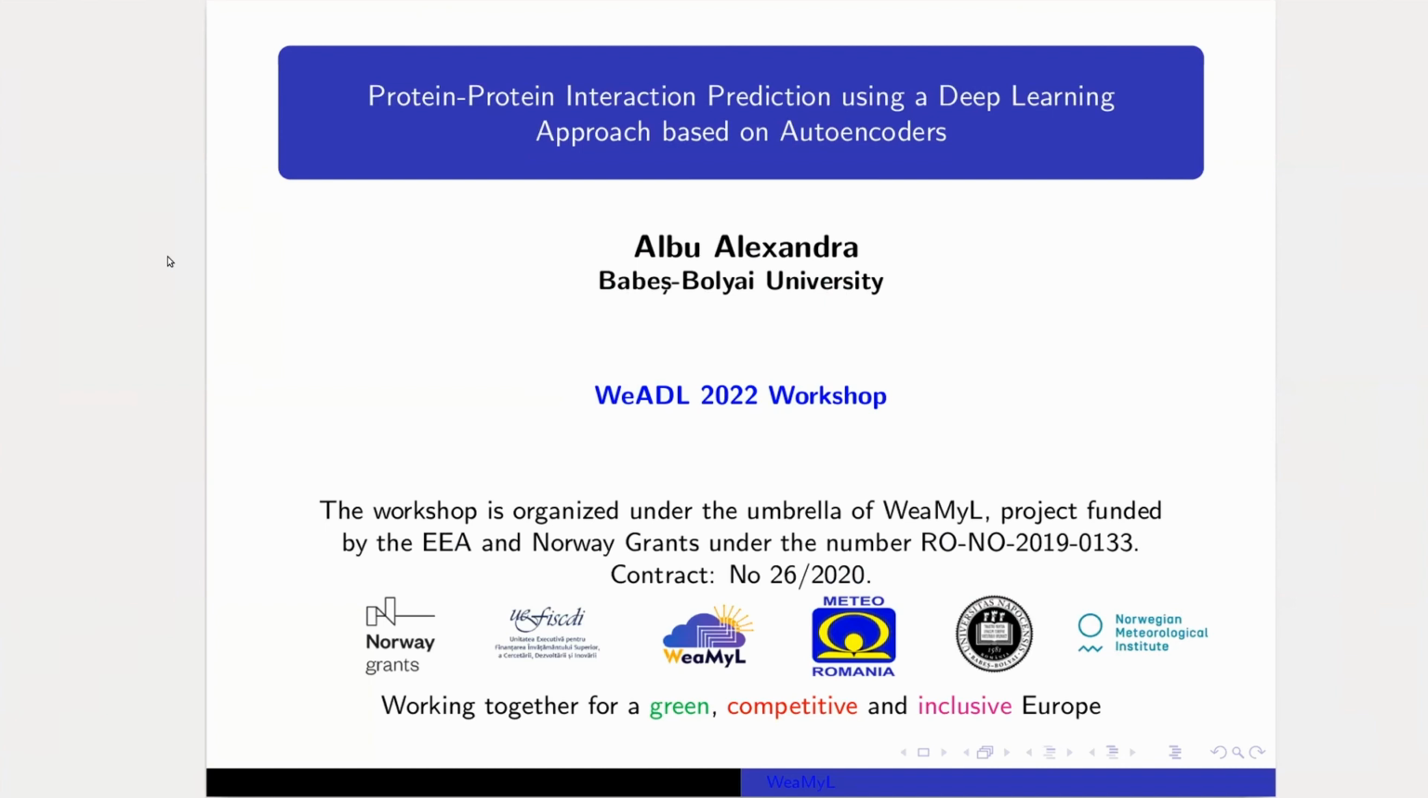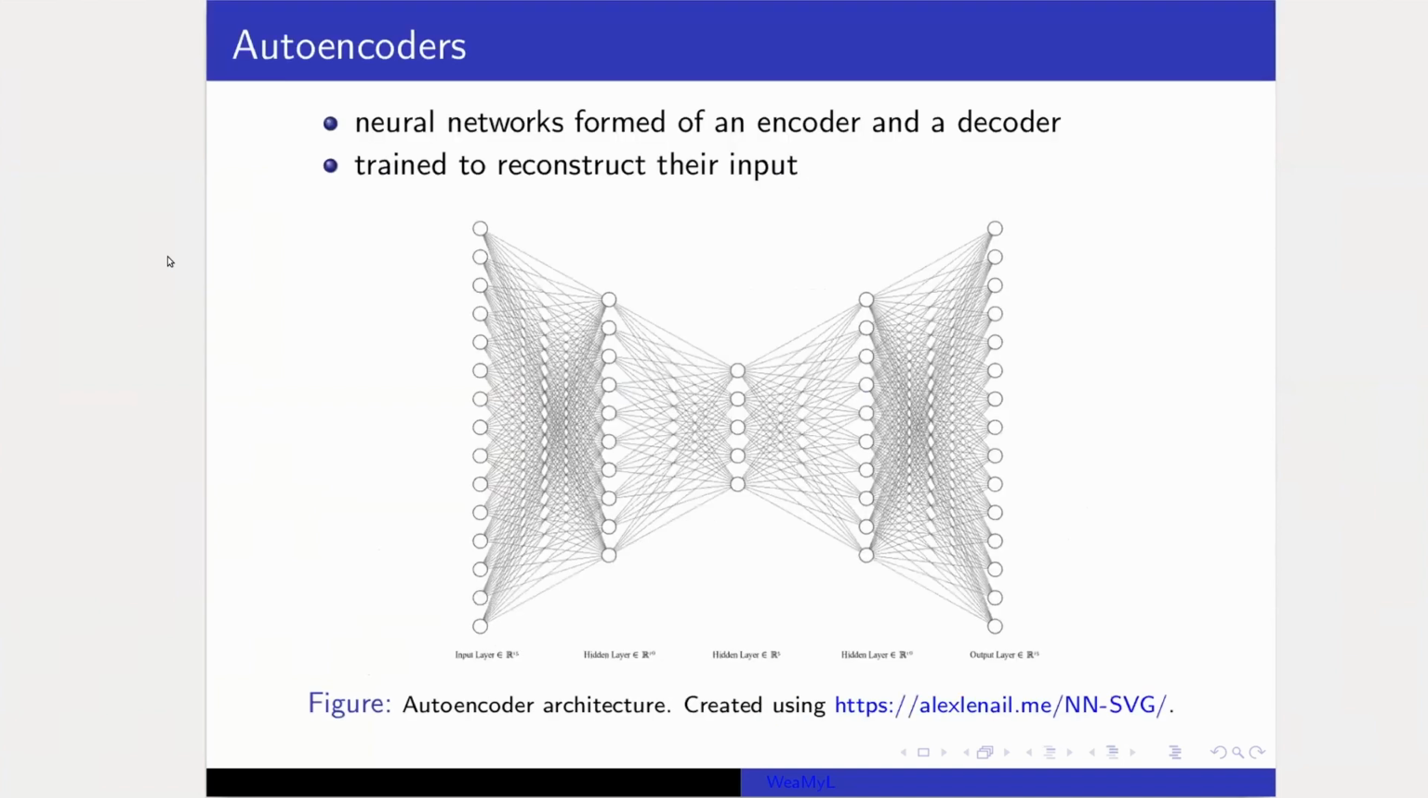I am a PhD student at UBB, and today I will be presenting a deep learning approach that we've been working on, which is a method based on autoencoders for predicting protein-protein interactions. I will start with a couple of words about autoencoders.